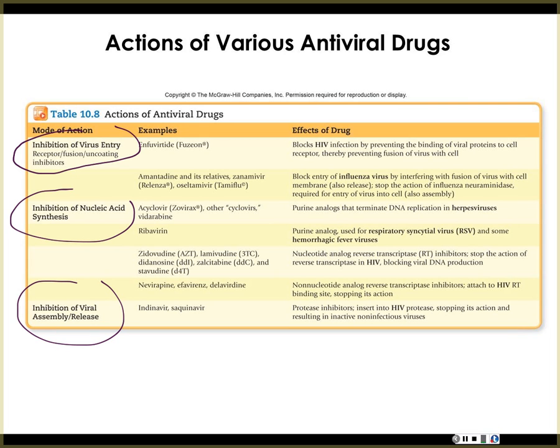And if you look closely at these, the effects of the drug, what are they actually doing? Many of these listed are anti-HIV drugs. So most of our antiviral drugs work against HIV, the ones that we do have. That's because there's been so much intense research into HIV. We've come up with a lot more drugs for it than anything else.